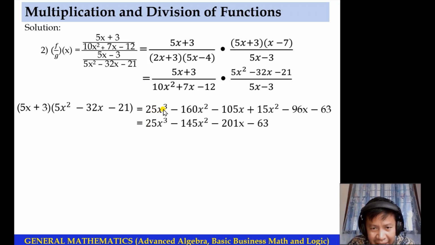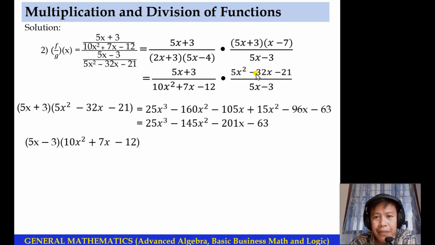Okay, copy 25x cubed because we do not have other term with the variable x with exponent 3. And combine the similar terms, you have negative 160 plus 15 is negative 145 because you are going to subtract. 160 minus 15 is equal to 145. Then x squared minus. So you are going to combine 105 and 96, 201x, copy the common sign. Did you understand, students? And we do not have other constant term, therefore you're going to copy negative 63. And this is our product. Okay, this is the product for our numerator.